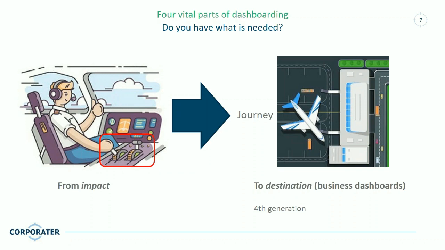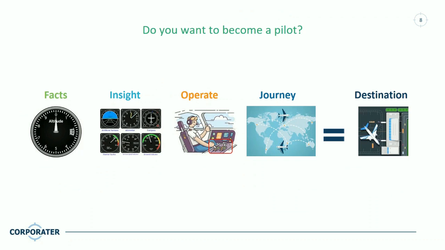I'll show you examples of this, but just to summarize, facts give you insight. Insight can give you the basis in order to operate. You operate towards a journey, and you go towards a destination. So if you want to become a pilot, these are the 4 steps in order to reach the destination.